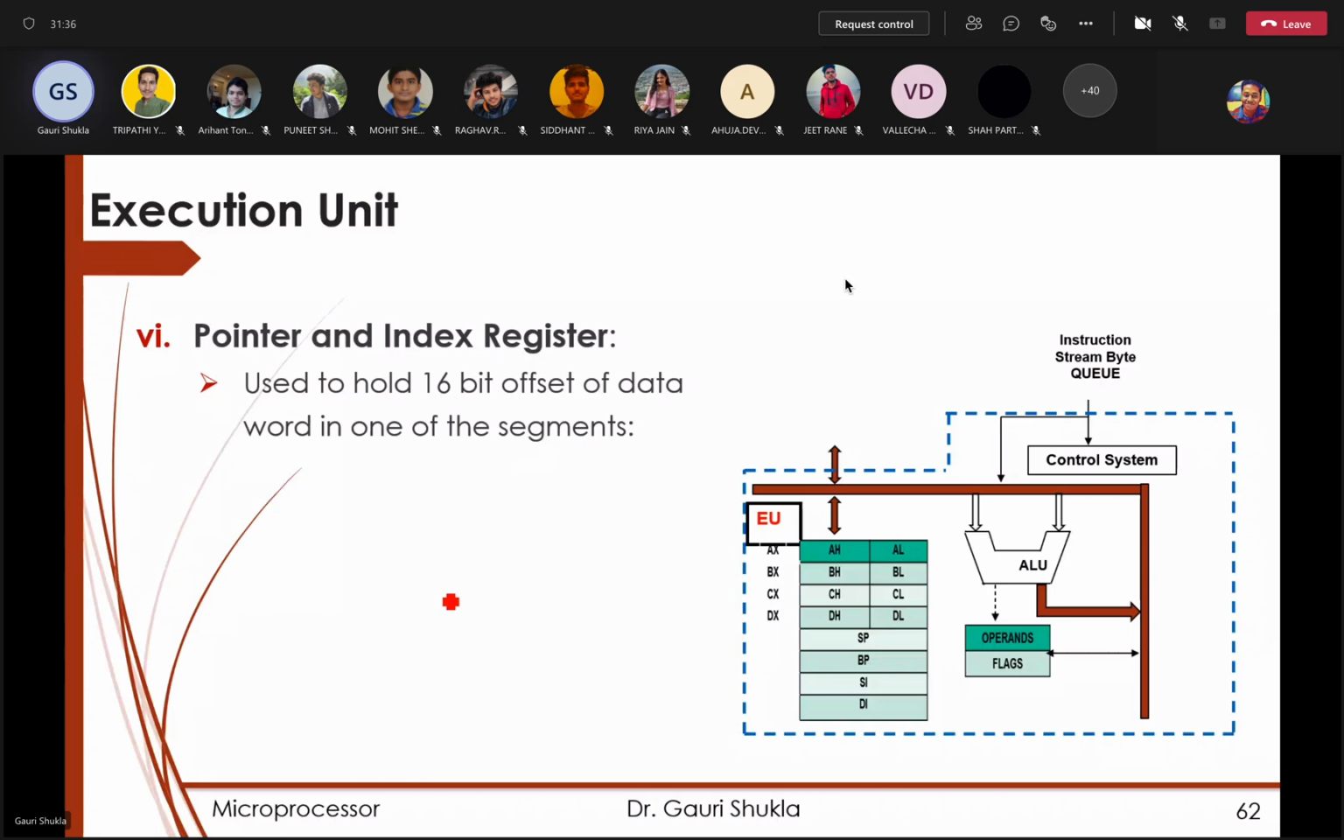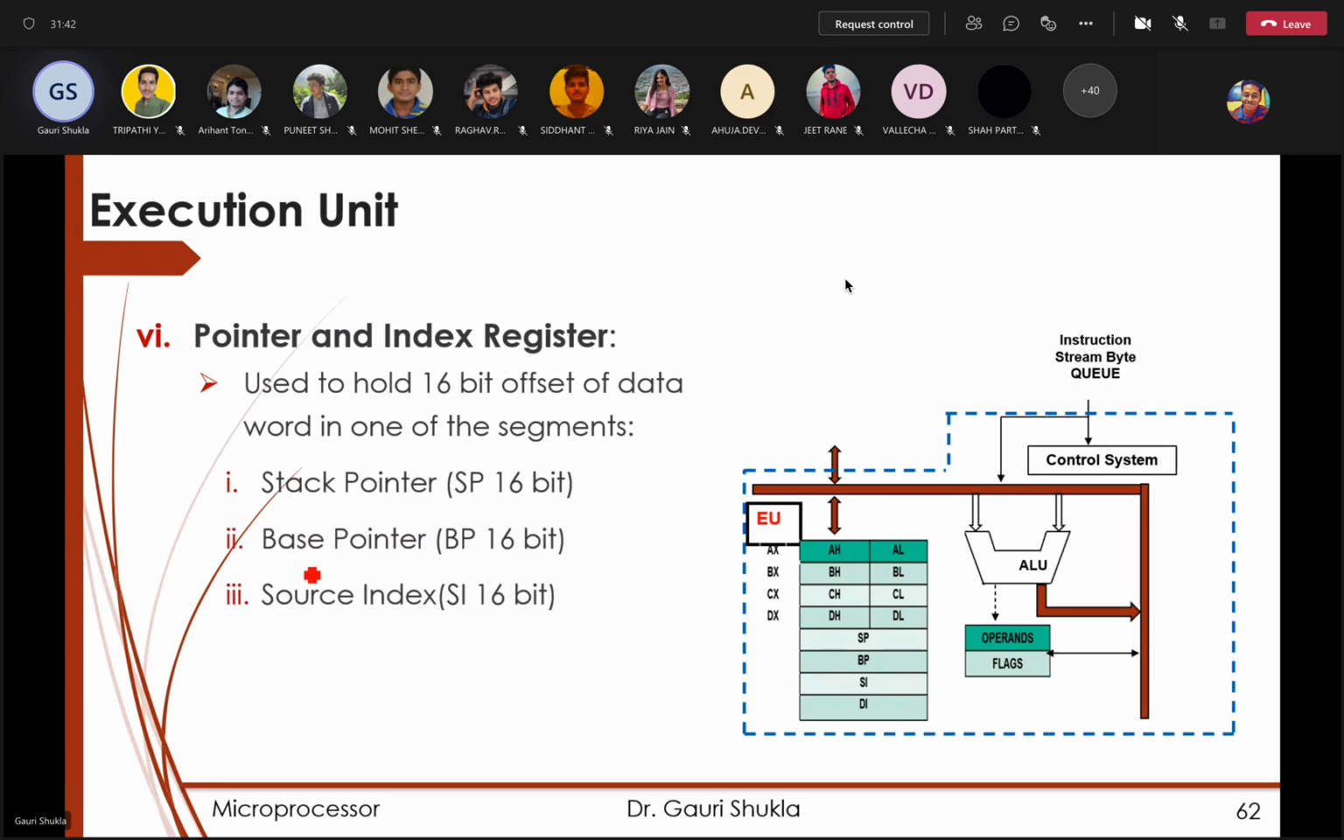Okay, so SP stands for stack pointer. Then BP stands for base pointer. SI stands for source index and DI stands for destination index. All of them are 16-bit.